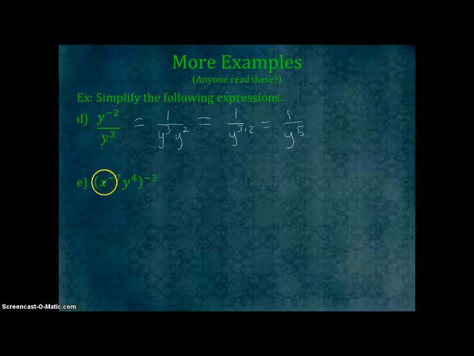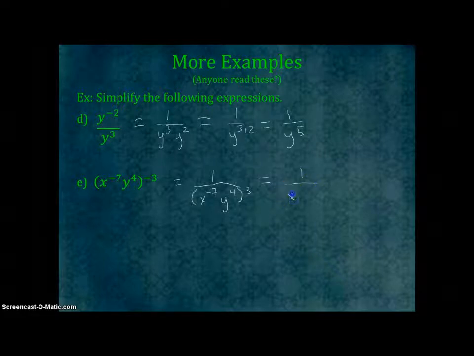Again, we have two things being multiplied inside parentheses to an exponent, but this time we have a negative exponent. So here's what we do. First, we want to take the entire thing inside the parentheses and put it in the denominator, and then give it a positive exponent. Next, we want to distribute that exponent inside the parentheses.